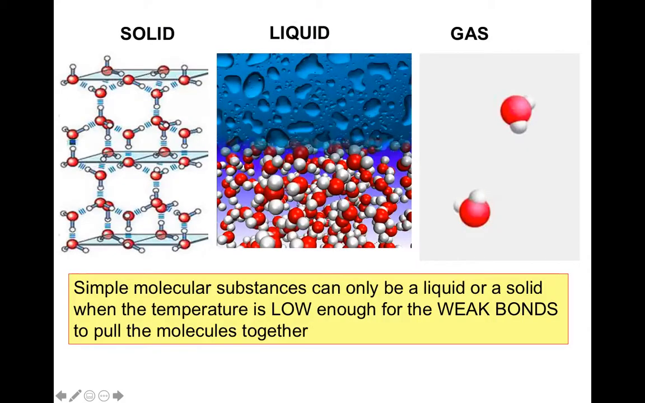So what does this mean? Well, it means that most simple molecular substances are gases or liquids at room temperature. We need really, really low temperatures for those weak intermolecular forces to keep the molecules stuck together. So it's very rare to have a simple covalent thing that is a solid at most temperatures, because there is enough energy at room temperature to break apart molecules. And we can have a quick look at what I mean by this.